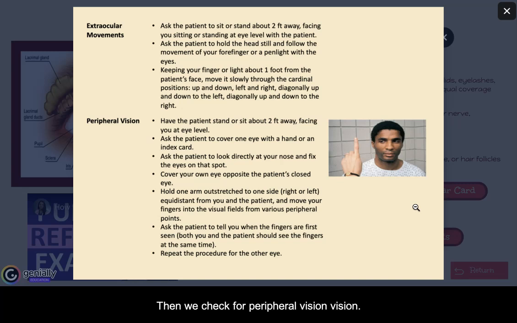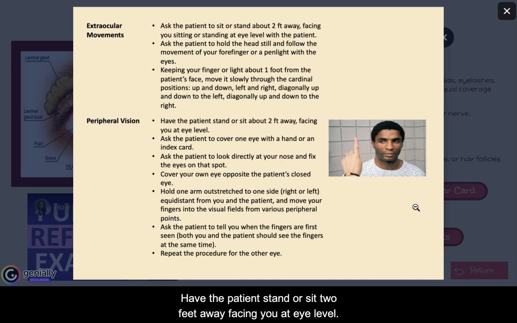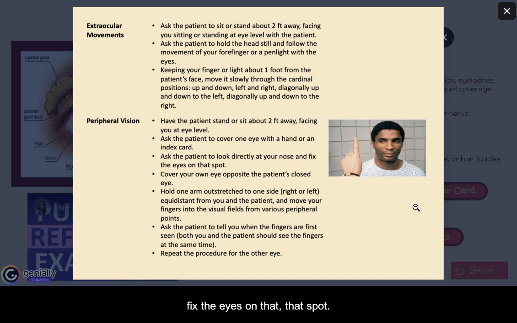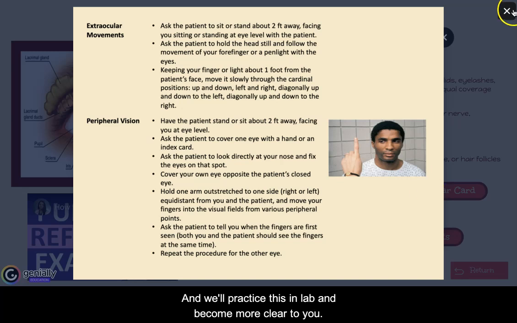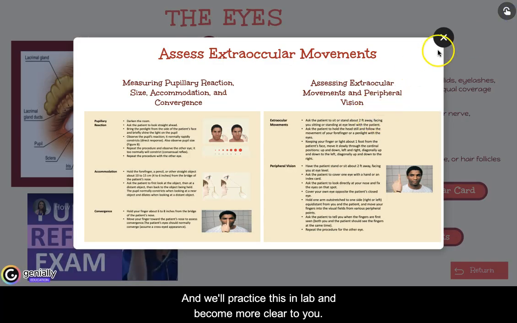Then we check for peripheral vision. Have the patient stand or sit 2 feet away, facing you at eye level. Ask the patient to cover one eye with a hand or something else, and then ask the patient to look directly at your nose and fix the eyes on that spot. Cover your own eye opposite the patient's closed eye, and then hold one arm outstretched to one side, right or left, and ask the patient to tell you where the fingers are first seen from the sides. So that shows how well their peripheral vision is, like how far away do they see the finger on their side. And we'll practice this in lab and it'll become more clear to you.